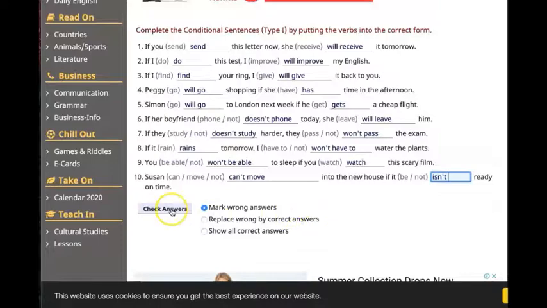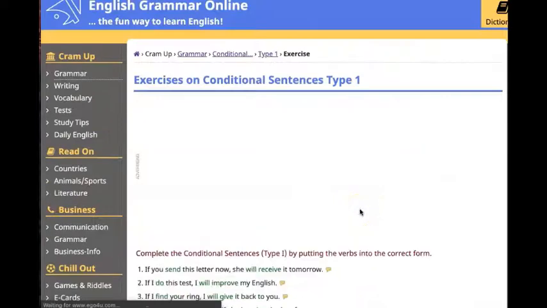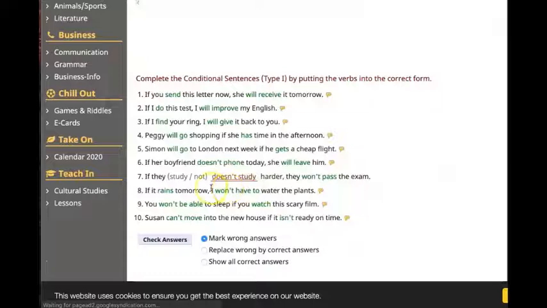Let's go check your answers. Everything is right, except that I probably wrote or made a mistake with doesn't. But we have this exercise. Guys, I hope you have enjoyed and have learned and overall have understood this conditional type 1.